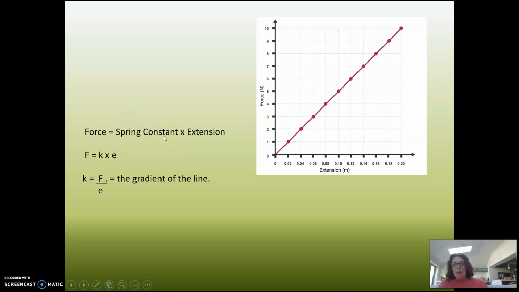If we have a look at this equation then, force is spring constant times extension, which we had before. If we wanted to find the spring constant, K, using the triangle before if you need to, that would be the force divided by the extension. And that is actually the gradient of the line. Gradients are the change in y over the change in x. So if you look at what's on our y-axis here, we've got force, and on our x-axis we've got extension.